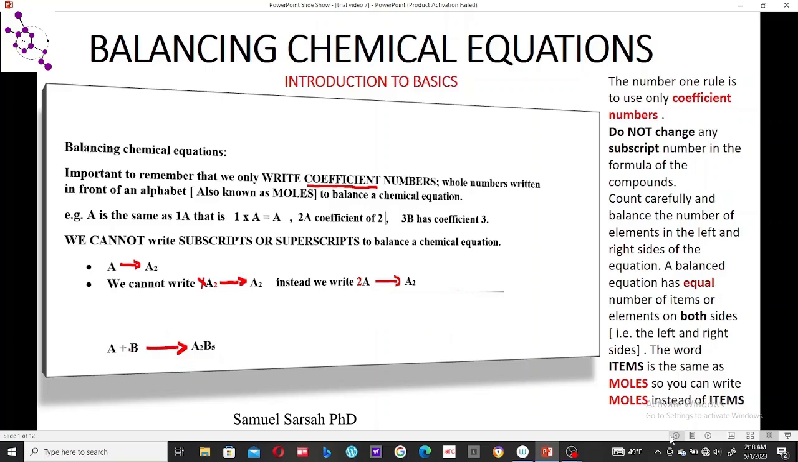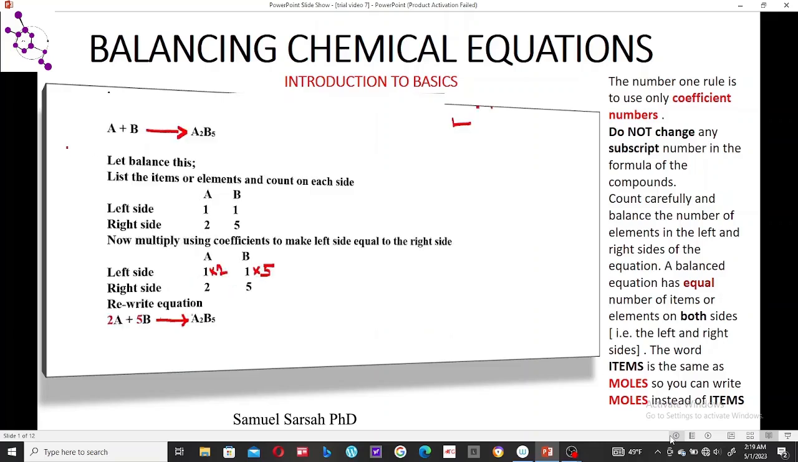Another example is A plus B going to A2B5. So that's not balanced because we have one item of A, one item of B, but on the right side we have 2 items of A and then 5 items of B. So to do that, we have to list the items this way. On the left side, one of this, one of this. Right side, I have 2 of this and 5 of this.